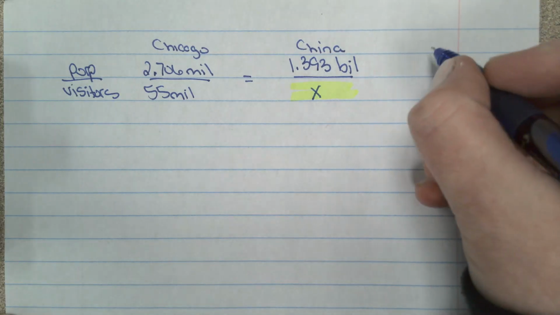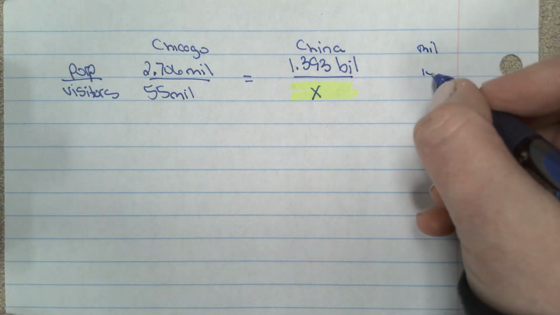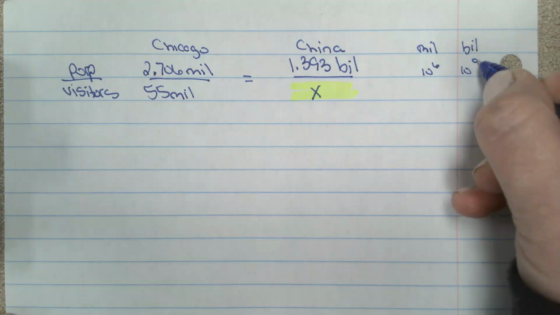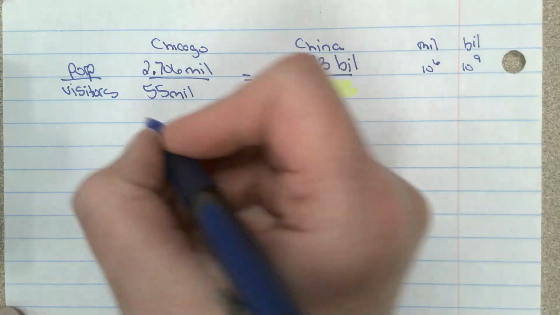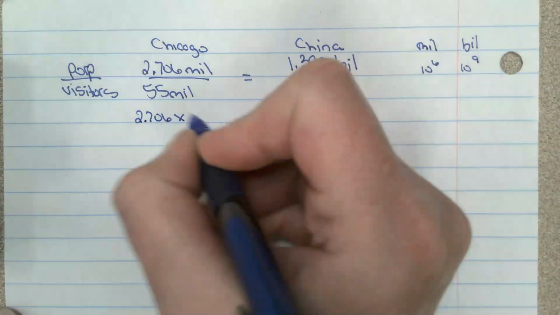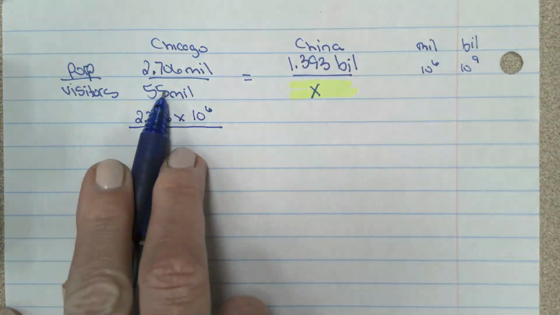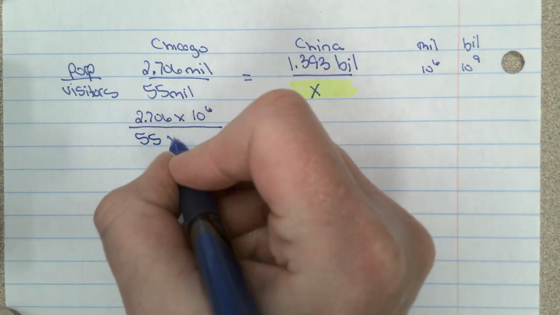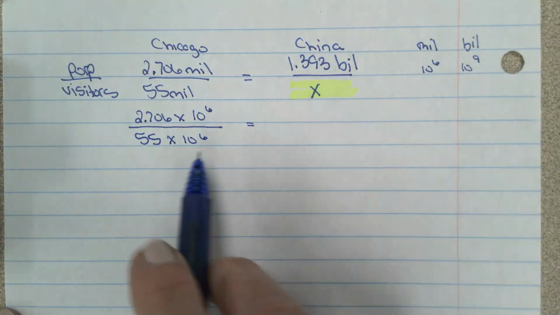All right, so I know that the million is 10 to the 6, and the billion is going to be 10 to the 9th. So this number is 2.706 million, so that's times 10 to the 6th. That is 55 million, so that is 55 times 10 to the 6th.